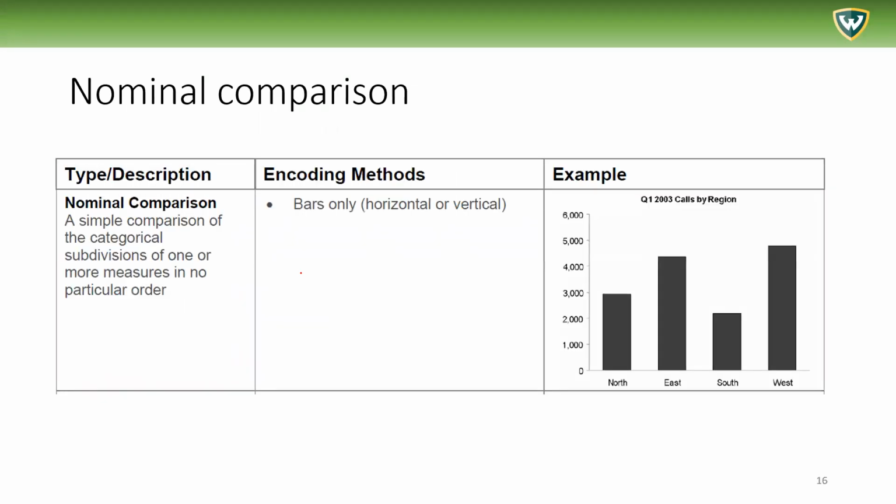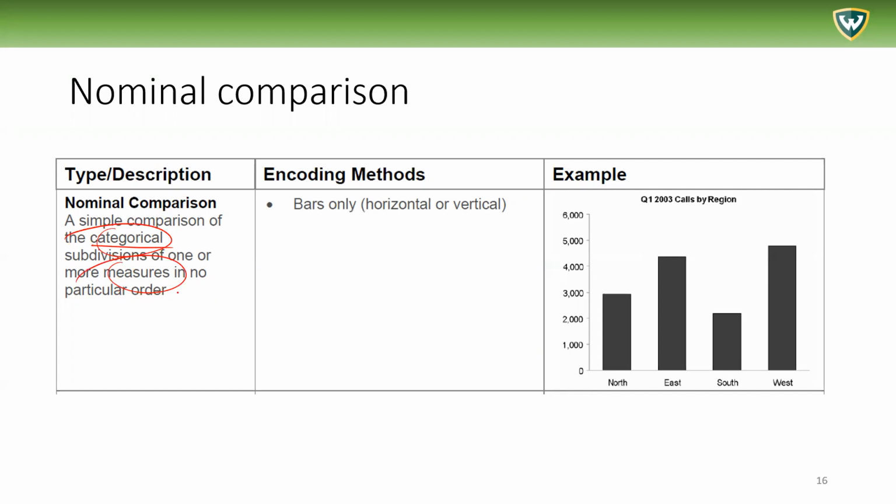So nominal comparison, also another word for this is categorical. So simple comparison of categorical subdivisions of one or more measures in no particular order. I'm not really sure if this word subdivision maybe makes things more complicated, but it is about a category and is about a measure.